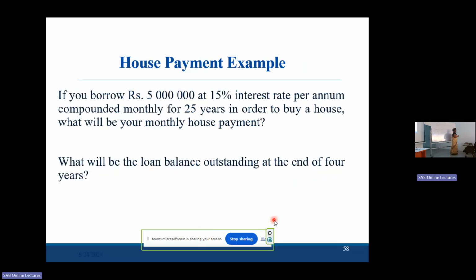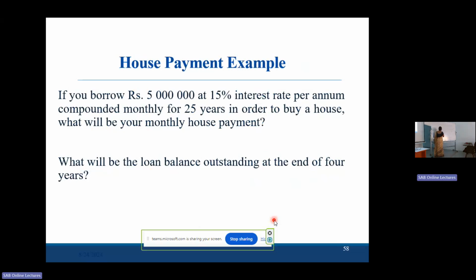Since we are paying the installment monthly, the cash flow frequency is 12. So therefore we have to use more frequent compounding. So we have to adjust this formula: R divided by M, N multiplied by M, R divided by M. Because the cash flow frequency is 12, the compounding frequency should also be 12. That's all. So solve this.